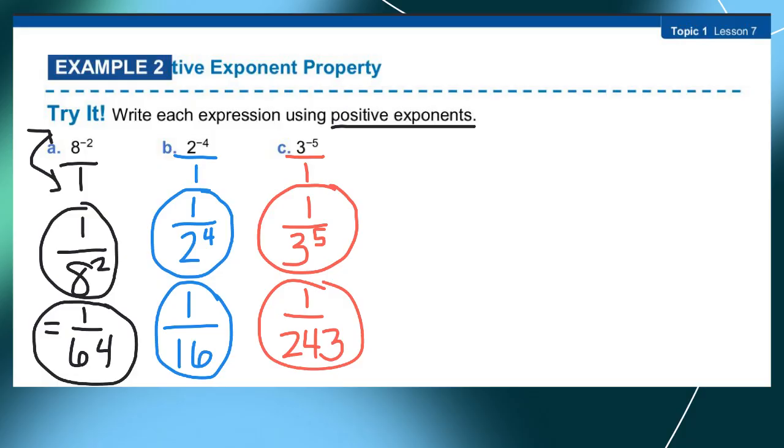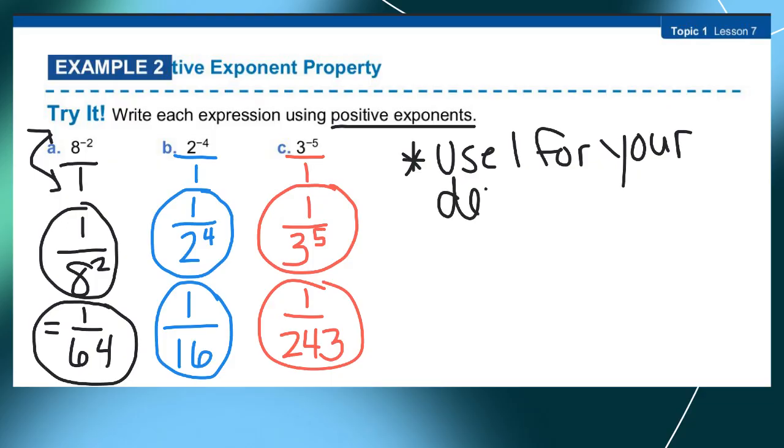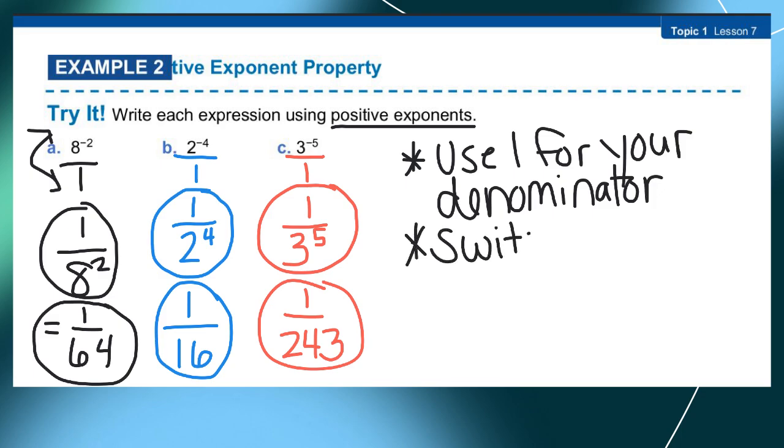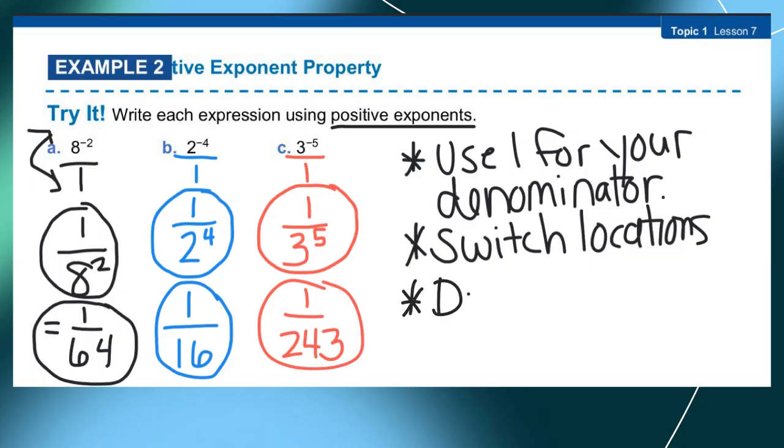So here are your steps. Use 1 for your denominator. Switch locations. If the exponent is in the numerator, put it in the denominator. If it's in the denominator, put it in the numerator. Just flip it over and ditch your negative on the exponent.